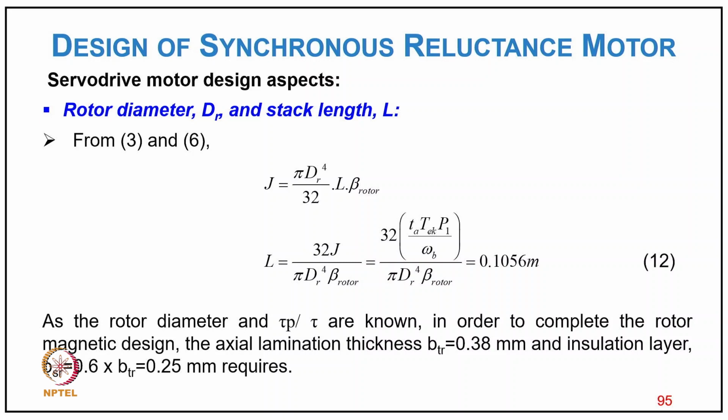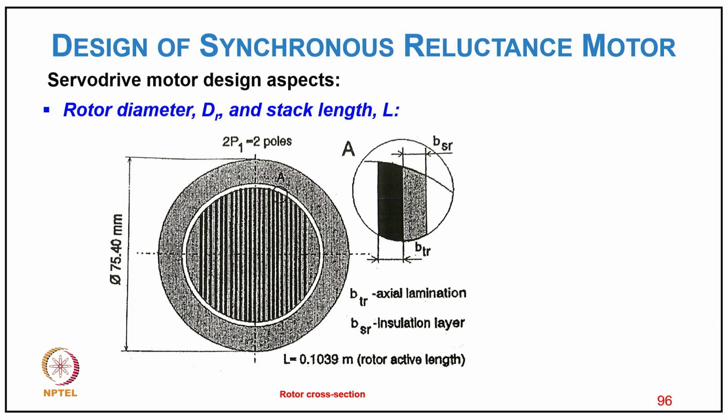So stack length is computed from this equation, J equal to pi dr to the power 4 upon 32 L into rho rotor. So L equal to 0.1056 meter. The rotor diameter and tau p upon tau are known. In order to complete the rotor magnetic design, the axial lamination thickness hTR is 0.38 millimeter and the insulation layer hSR equal to 0.6 hTR, that is 0.255 millimeter, is required. So you can just see how it looks like, typically stack length L equal to 0.139 with the thickness of axial lamination hR.